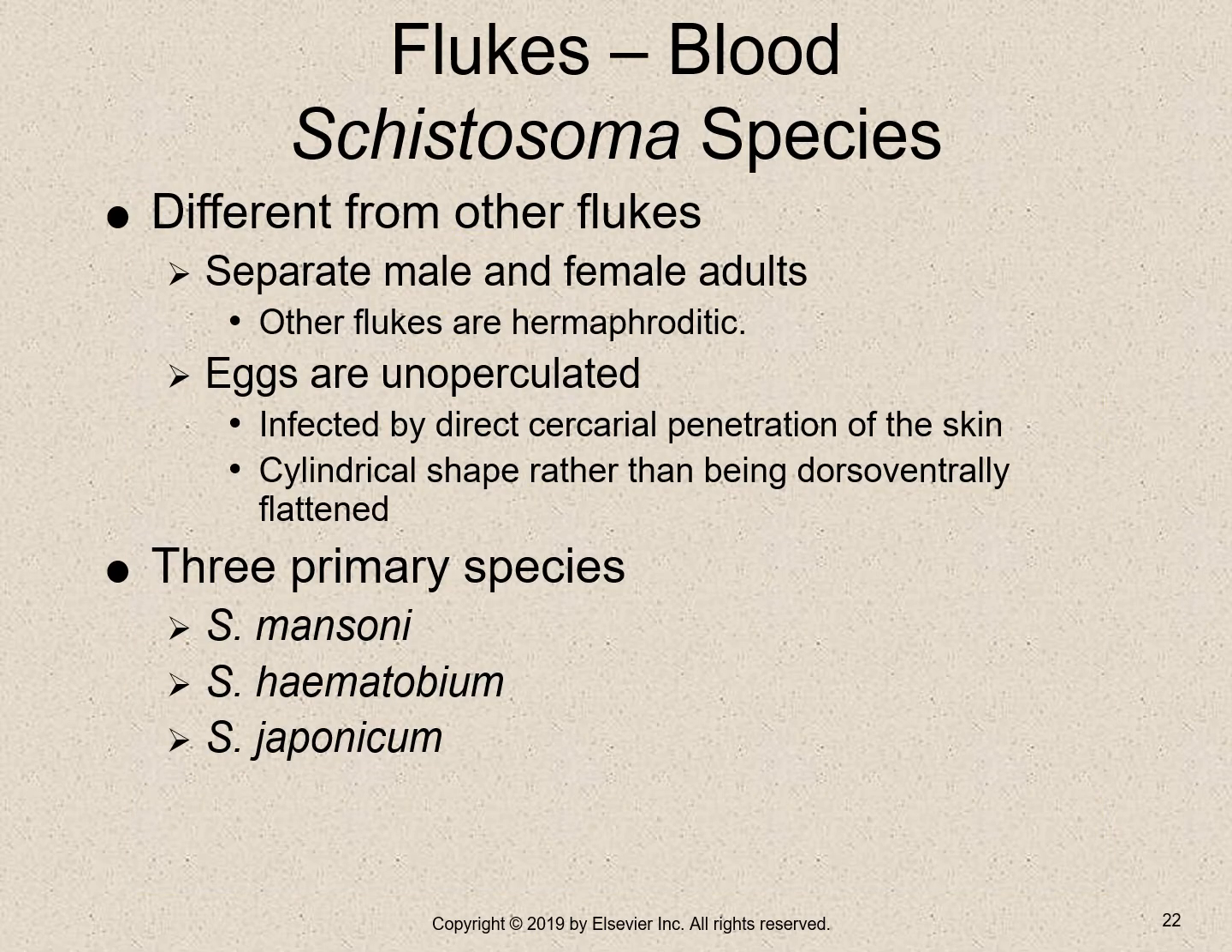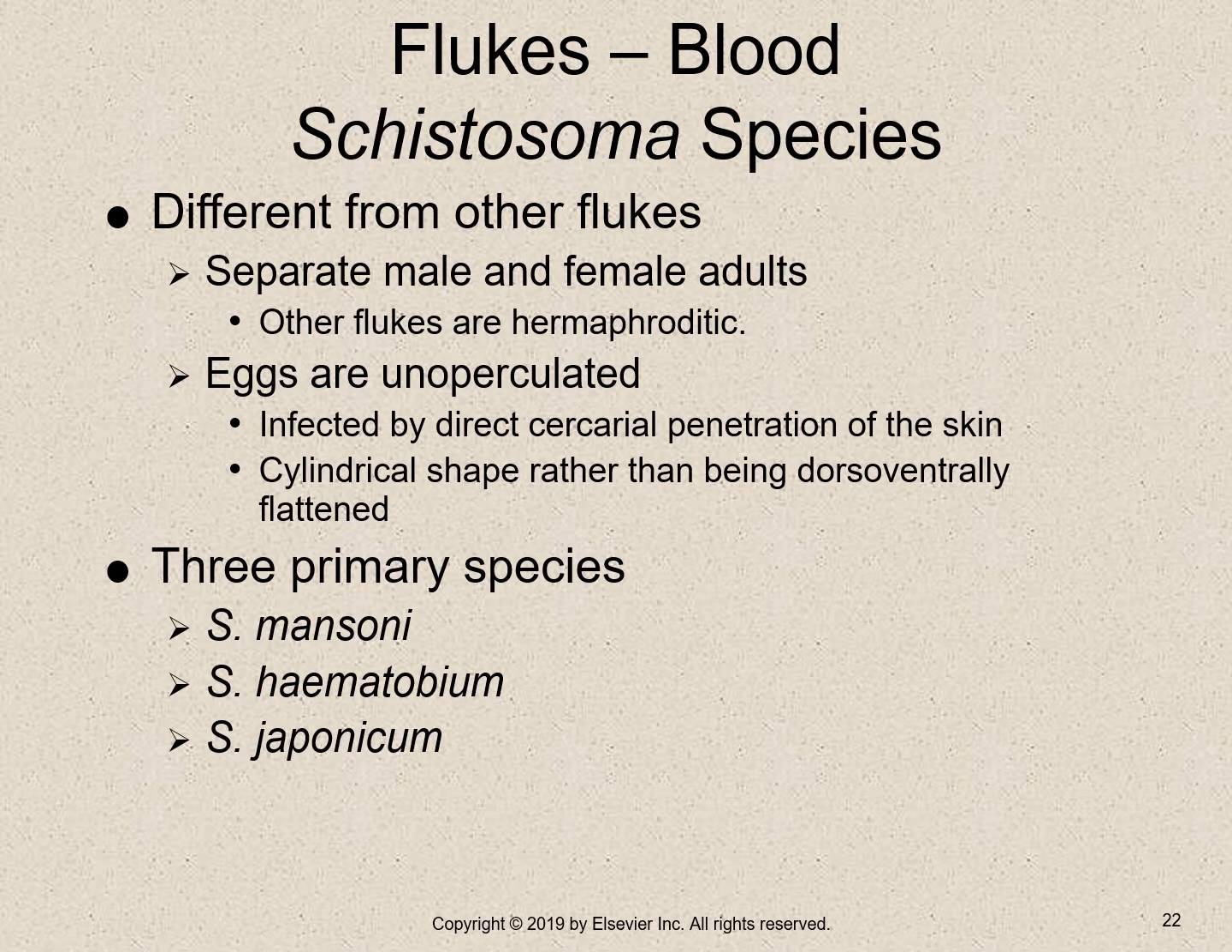The next group of flukes we'll discuss are the blood flukes, and these are comprised of Schistosoma species. The blood flukes differ from other flukes in a few ways. First, they have both a male and female form, whereas other flukes have hermaphroditic forms. A separate male and female exists with Schistosoma species. Secondly, their eggs are unoperculated.